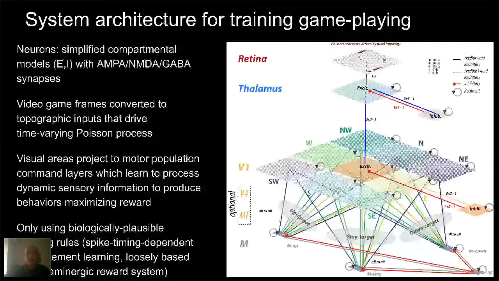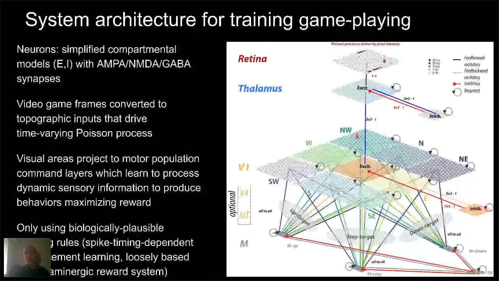So at the early stages of processing, there's a retinal area, which basically is a topographic arrangement of inputs, and when the pixels have a high intensity, that drives the retinal cells to fire, and that projects to a thalamic area, which has topographic architecture too. And then there are these interneurons there, which provide feedback inhibition, and then the thalamic circuit projects to visual V1. So we modeled it with the different excitatory neurons and interneurons, which take topographic inputs, and then there are these direction selective neurons as well.